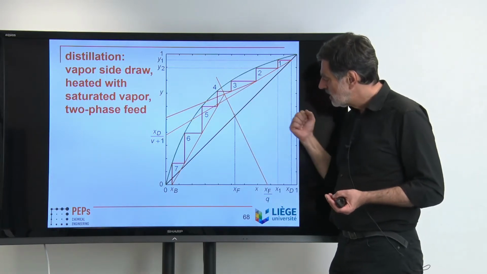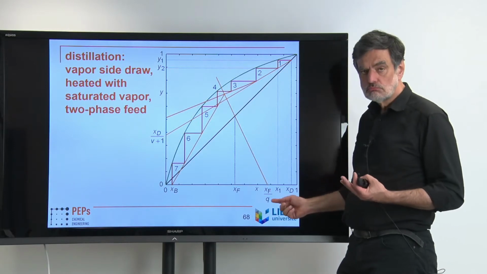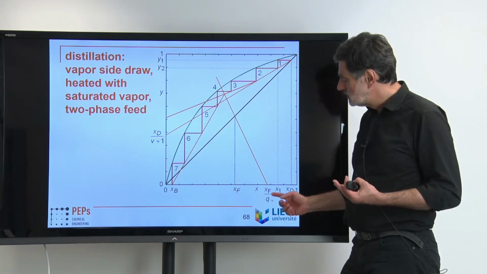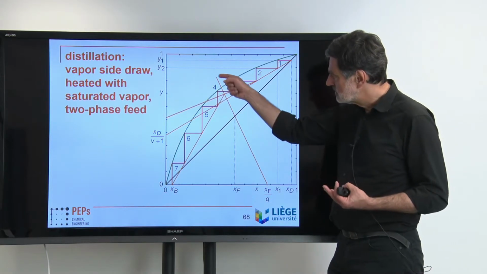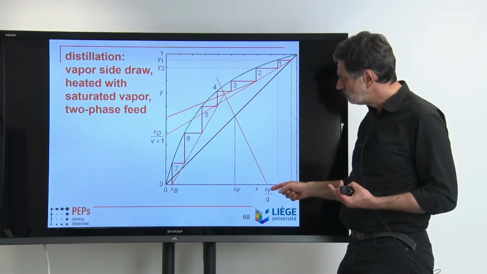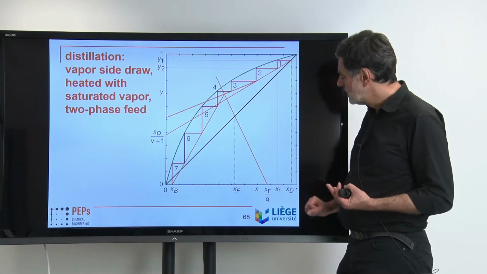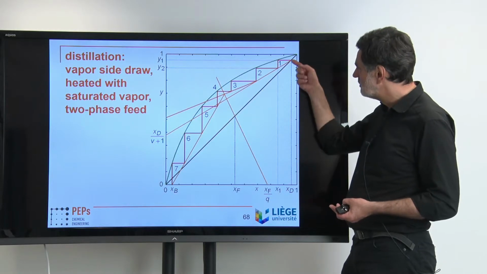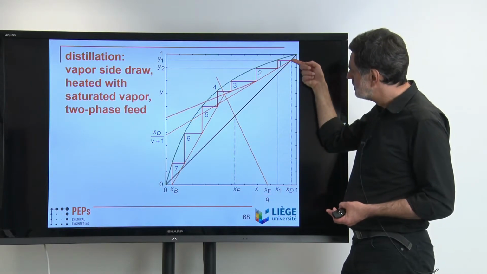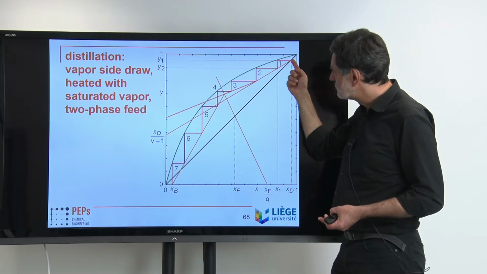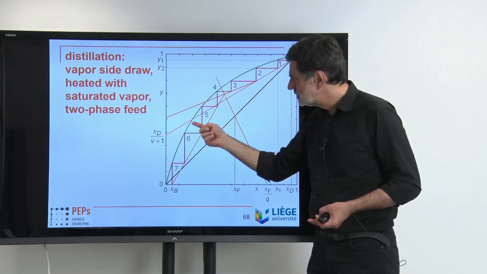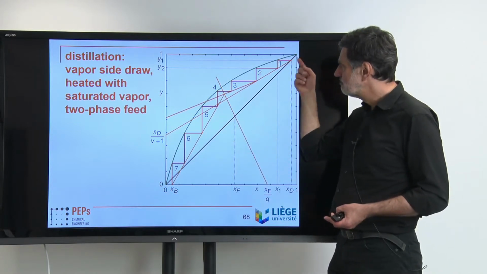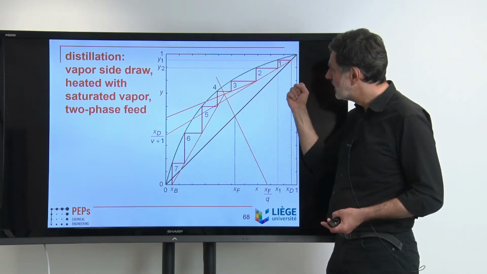Well, what do we have? We have a feed with a Q which is less than 1, which means we have a two-phase feed. So this is the XF over Q, this is the intersection line. We start out, for example, with a distillate composition that we want to have over here. And then we have a reflux ratio at the condenser, which leads to this XD over reflux ratio plus 1. So we get this operating line, our rectifying line.